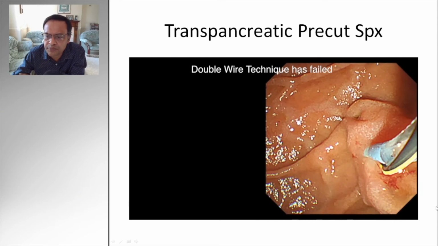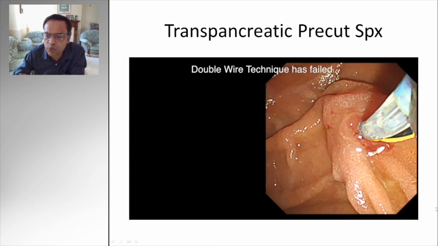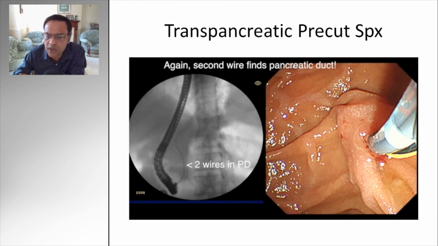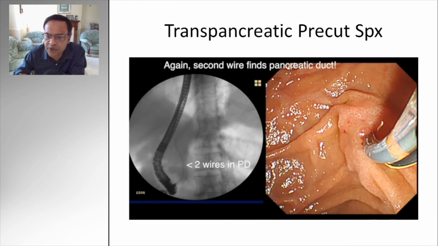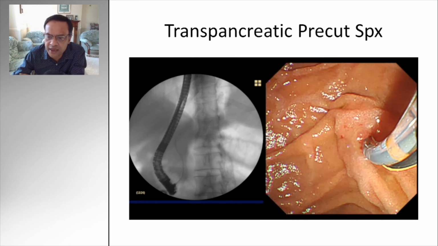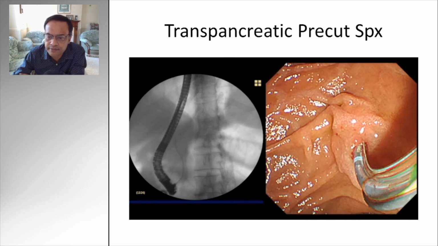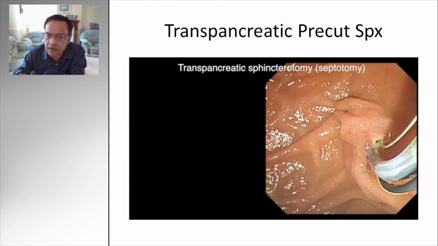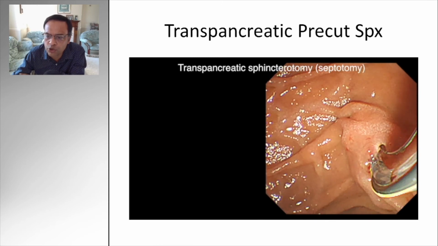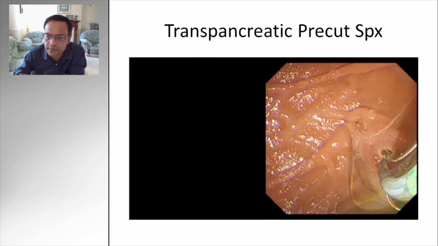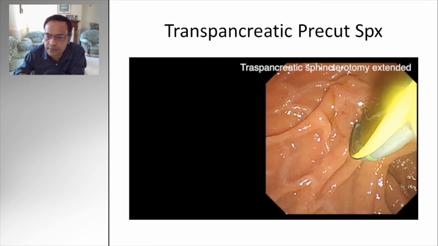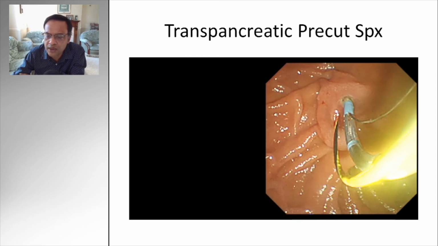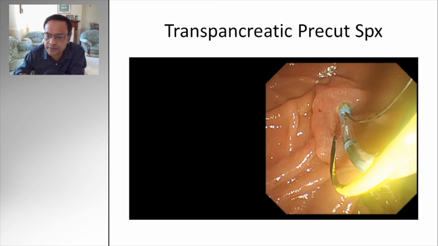Here, a double wire technique is first used, but the second wire keeps entering the pancreatic duct. So we now attempt transpancreatic sphincterotomy over the wire. The septum is cut and the cut is then extended.